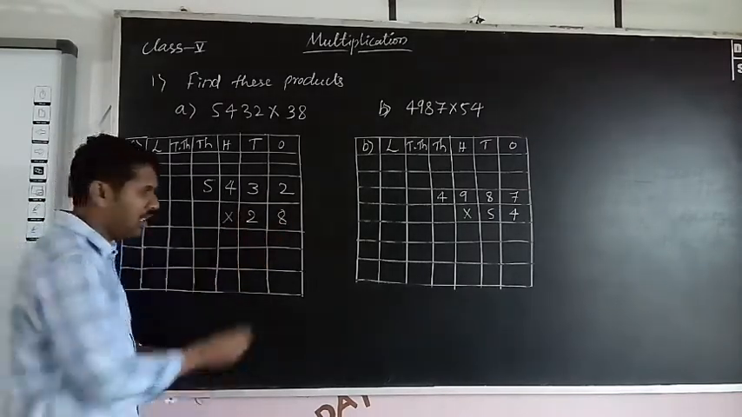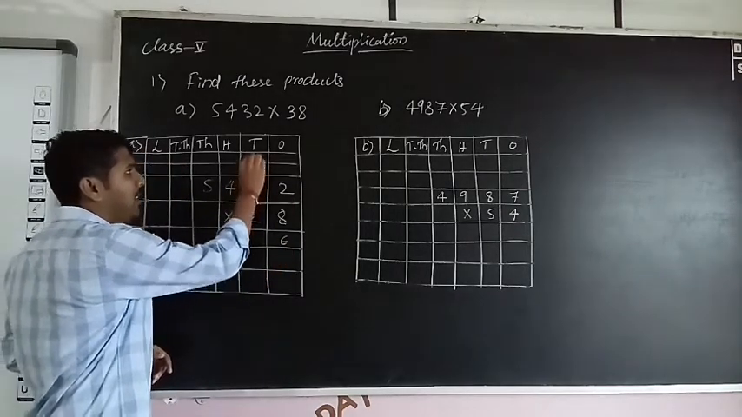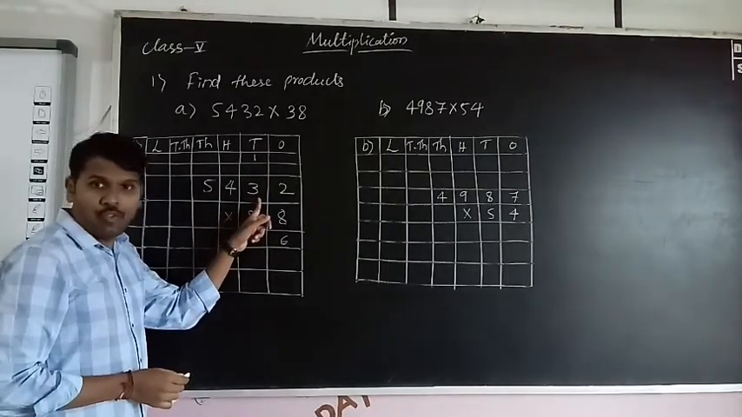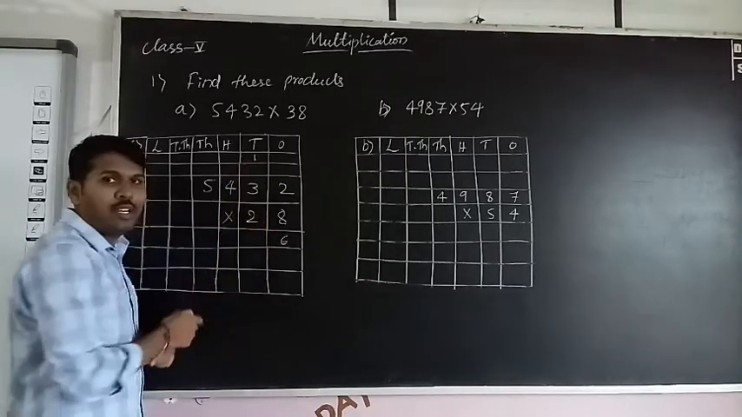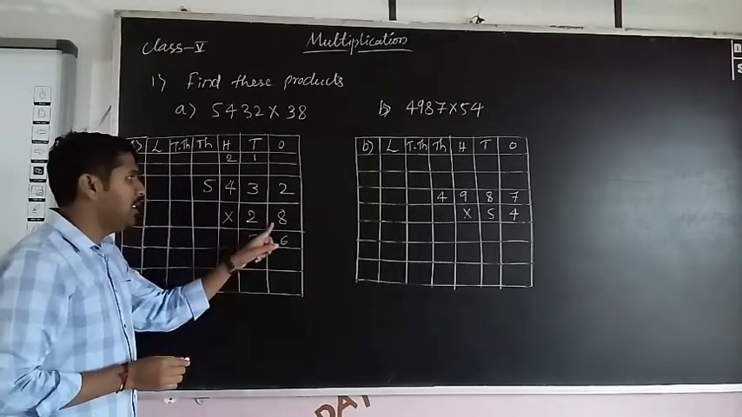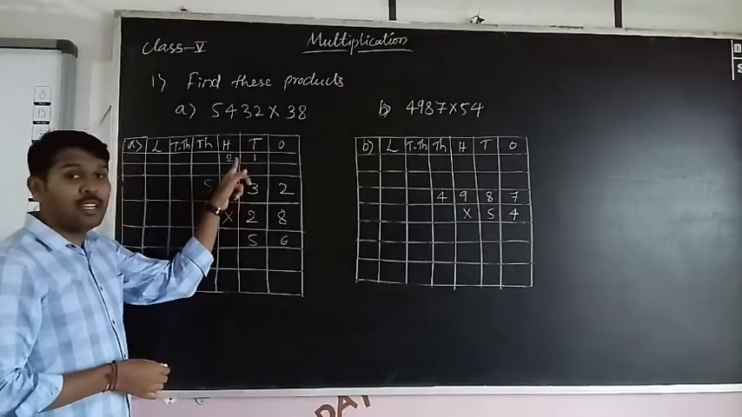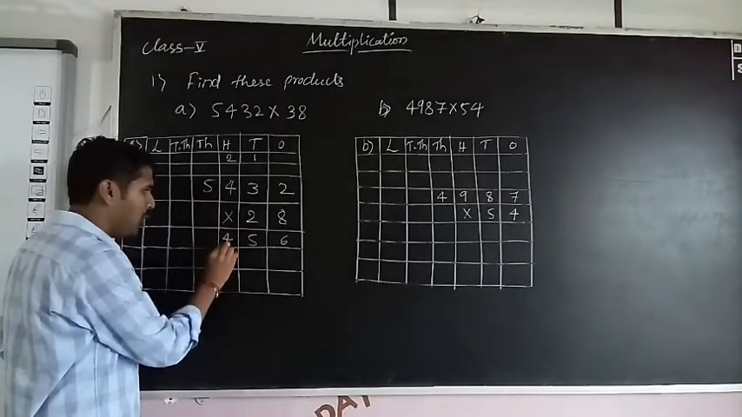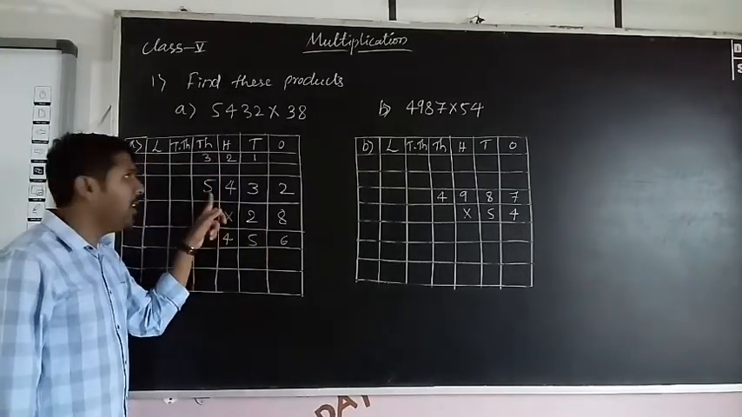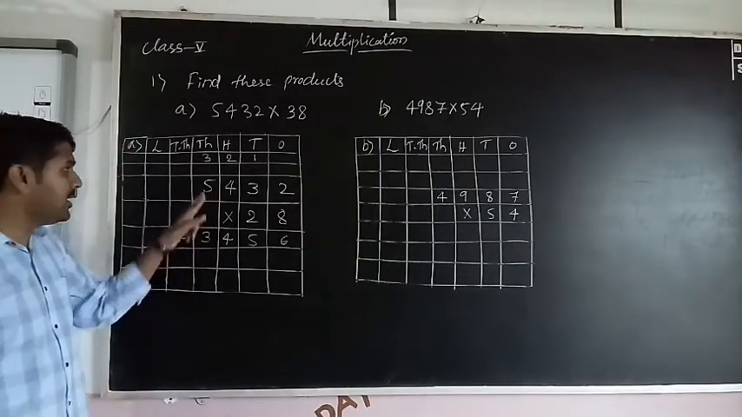8 2s are how much? 8 2s are 16, so 1 carry. Next, 8 3s are 24, plus 1, 25. So write down only 5 and carry 2. Next, 8 4s are 32, 32 plus 2, 34. So 4, 3 carry. Next, 8 5s are 40, 40 plus 3, 43. So write down the complete number, because this is the last number.